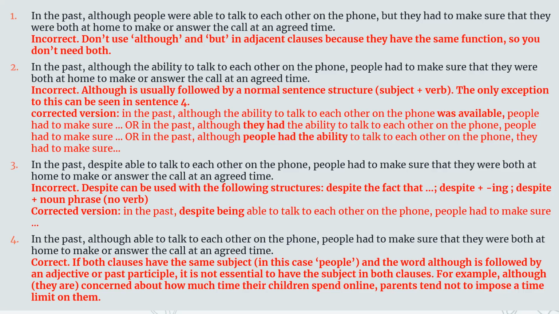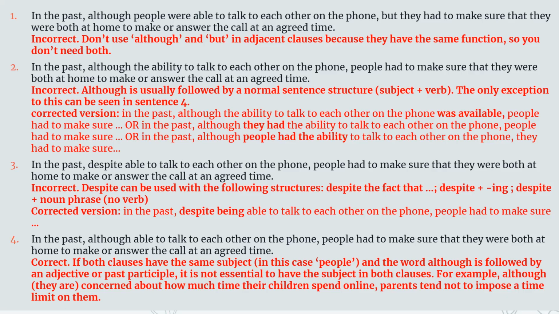3, in the past, despite able to talk to each other. It's incorrect because despite can be used with the following structures. Despite the fact that, as you can read in sentence 3 here, or despite followed by a verb with ing, or despite with a noun phrase, no verb. So the corrected version in this case could be in the past, despite being able.